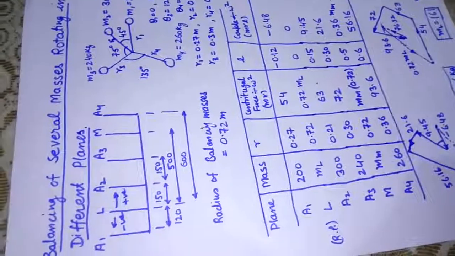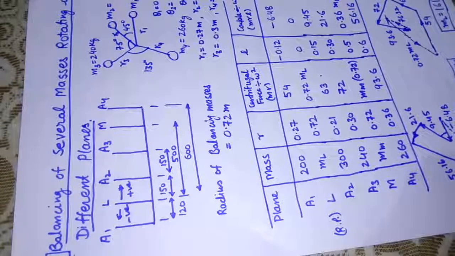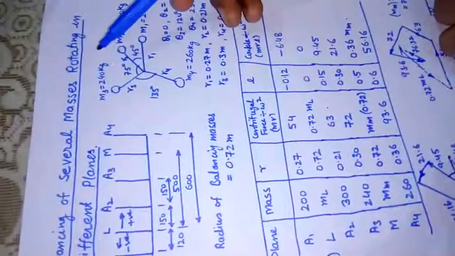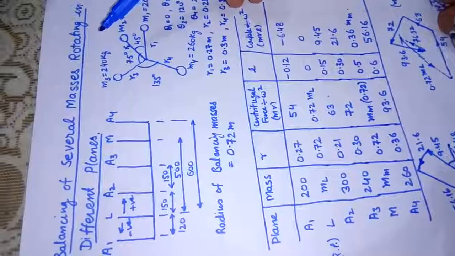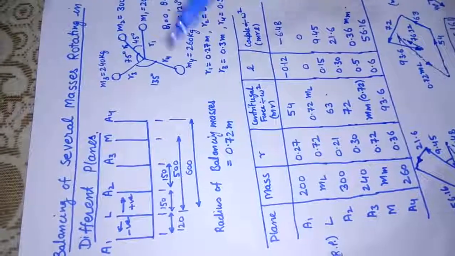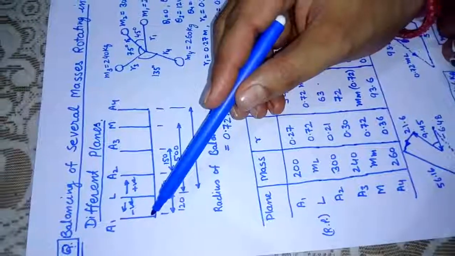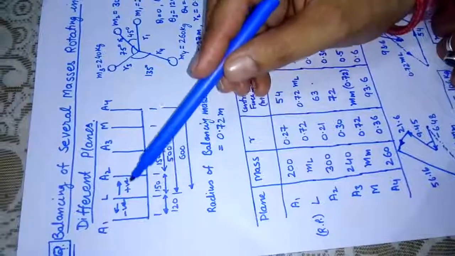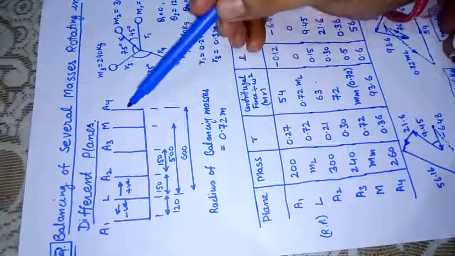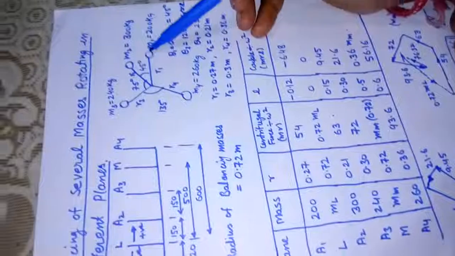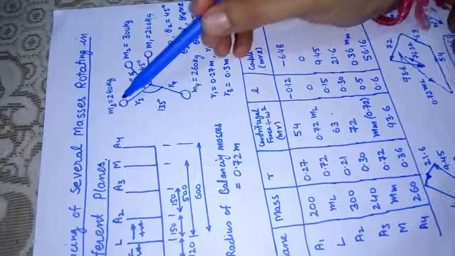So today we are picking up the problem of balancing of several masses rotating in different planes. It is also known as the dynamic balancing problem. Here there is a shaft and a number of masses rotating at different planes. A1, A2, A3 and A4 are different planes. The masses rotating are M1, M2, M3 and M4.